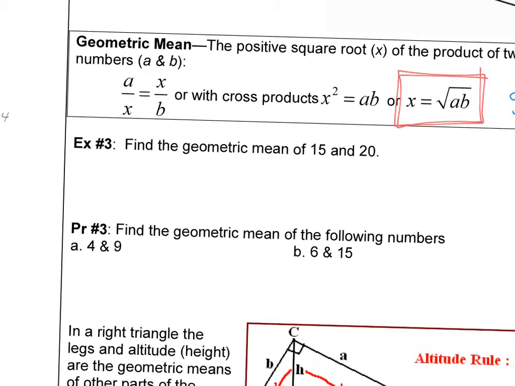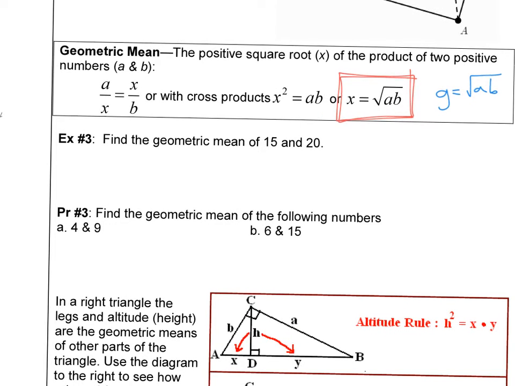So let's just show you how I'd calculate that real quick. If I want the geometric mean of these two numbers, I'm going to just say that g equals the square root of 15 times 20. So first, I got to figure out what 15 times 20 is. It's 300. So I got that g equals the square root of 300.